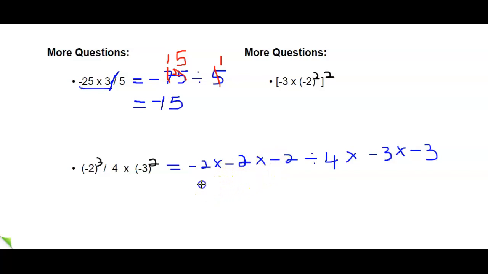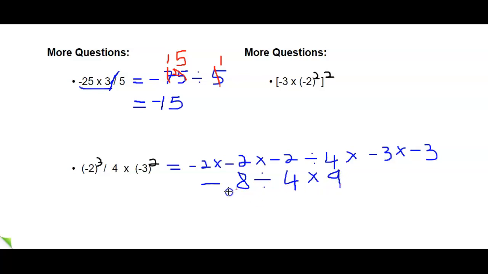you a negative. So we would get negative 2 times 2 is 4. 4 times 2 is 8. Okay, so negative 8 divided by 4 multiplied by negative 3 times negative 3. Negative times negative is positive. 3 times 3 is 9.